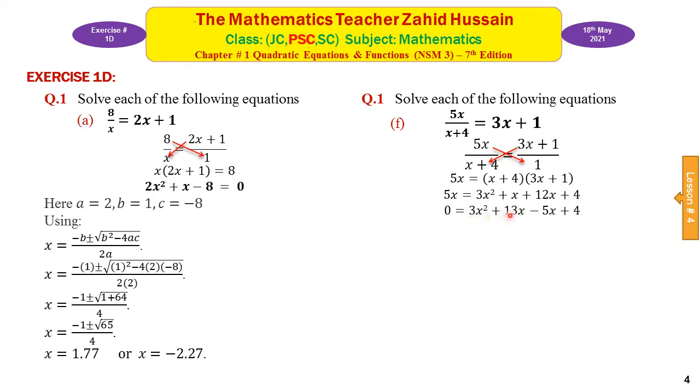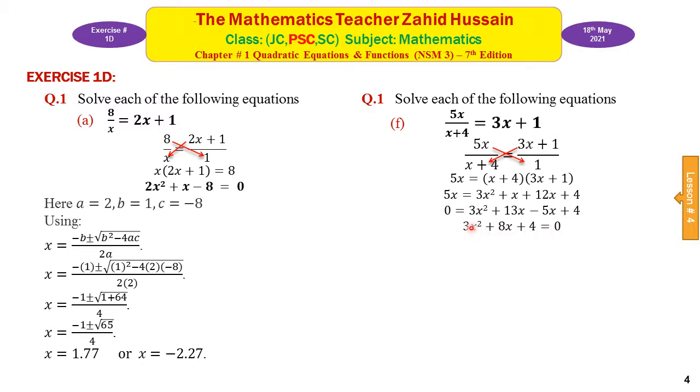So x plus 12x is 13x, and transferring this 5x from left to right side will give you minus 5x plus 4. Now 3x square, 13x minus 5x is 8x. So 3x square plus 8x plus 4 equal to 0.